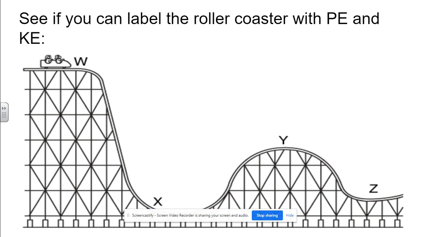See if you can label the roller coaster with potential and kinetic energy. At point W, we have a high amount of potential energy. At point X, all of that potential energy has been converted into moving or kinetic energy. At point Y, again, we have potential energy. And at point Z, we have kinetic energy.